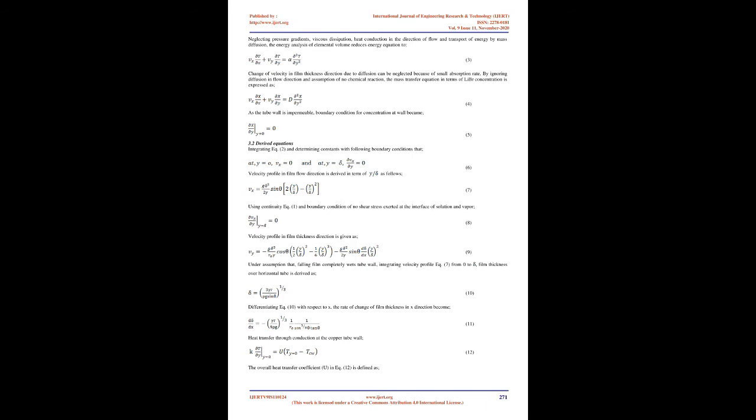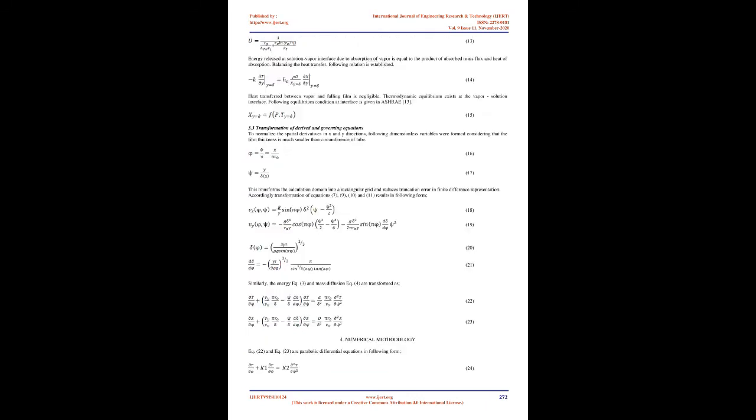3. Mathematical formulation. 3.1 Governing equations. Under the following assumptions: the aqueous LiBr solution is incompressible. The solution is Newtonian. There is no pressure variation in the direction of film thickness. The flow of the falling film is laminar. The thermophysical properties of the solution are constant. Mass balance on the elemental control volume of the falling film represented in Figure 2 yields the mass continuity equation.